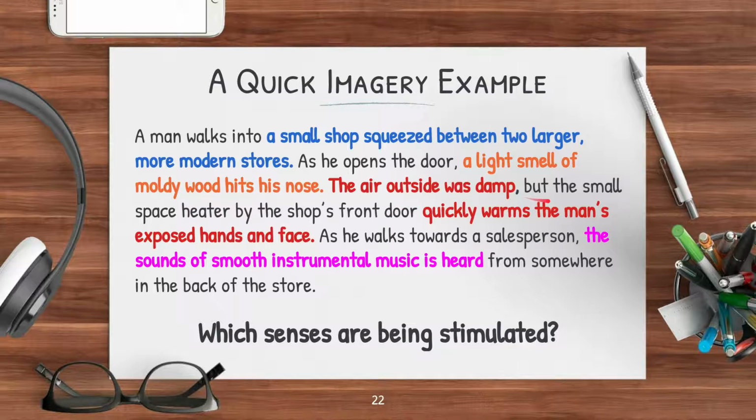The air outside was damp, but the space heater quickly warms the man's exposed hands and face. That's touch imagery, right? Something that's damp feels wet to the touch, right? And warming someone's face is describing how something feels against their skin. And then the last one is sound imagery, right? The sounds of smooth instrumental music are heard from somewhere in the store.